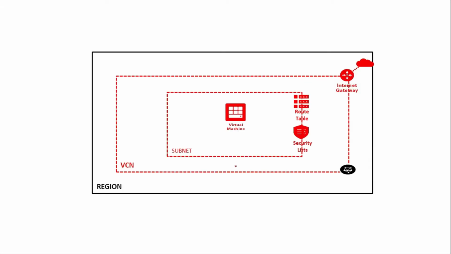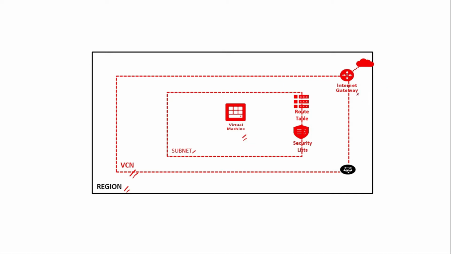So this is the basic architecture diagram to get started with OCI networking. We will be creating a VCN, that is virtual cloud network, within a region. In this lab we will be creating a virtual cloud network within Ashburn region, and within this VCN we will be creating a subnet. We will be spinning up an instance within this subnet.